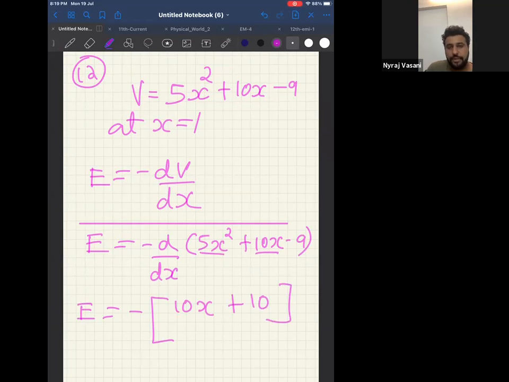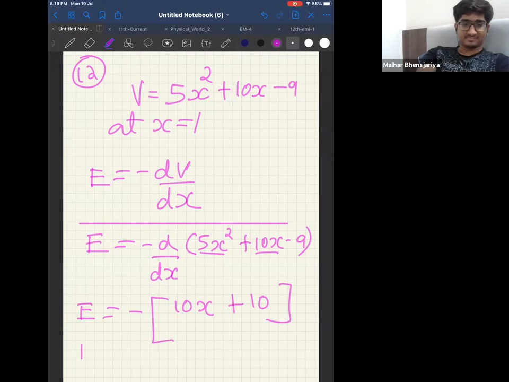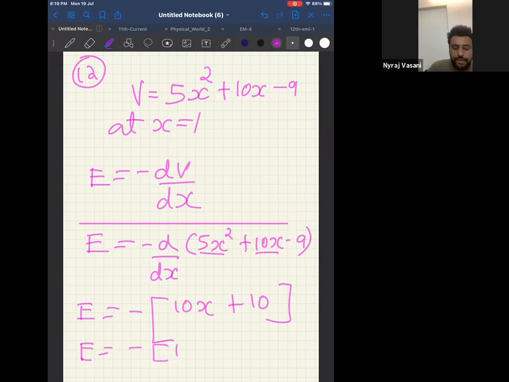Correct, Malhar? Yes. Good. Therefore, E is equal to minus 10 into x, which is given as 1, plus 10. Therefore, answer will be minus 10 minus 10, which is minus 20. So, value of electric field at x equal to 1 is 20. Minus is not given in the option, but there is no option to complain. So, answer is A. Otherwise, you have to select option E, none of the above. So we have to consider the magnitude in this case. But the exact answer would be minus 20. Is it clear?